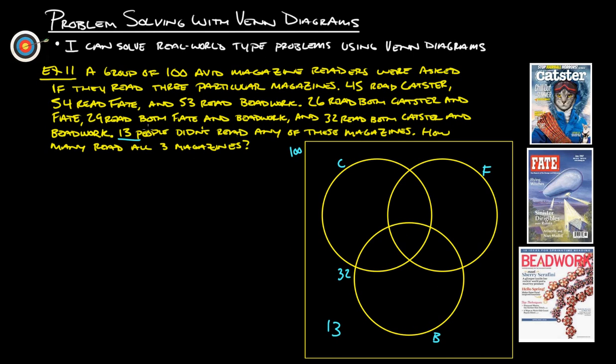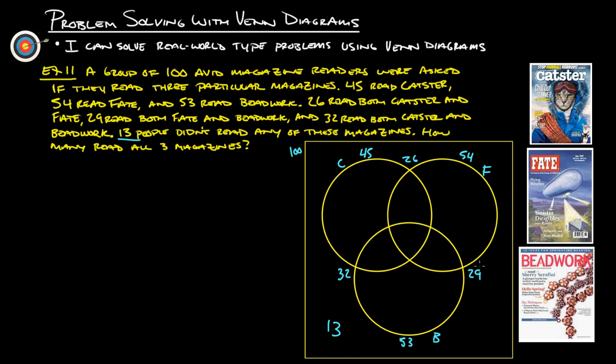There are going to be 29 in both Fate and Beadwork. And then 27 read both Catster and Fate. And then there's 45 that read Catster, 54 read Fate, and 53 read Beadwork, not just Fate or just Catster, but in total in this circle.